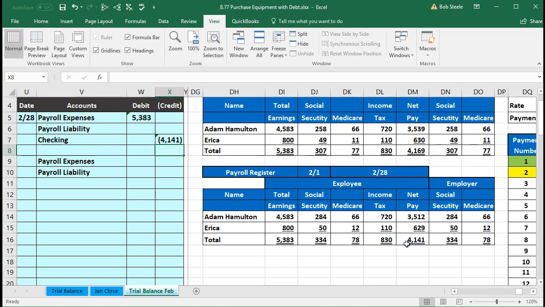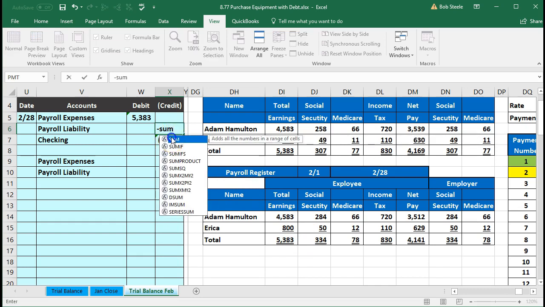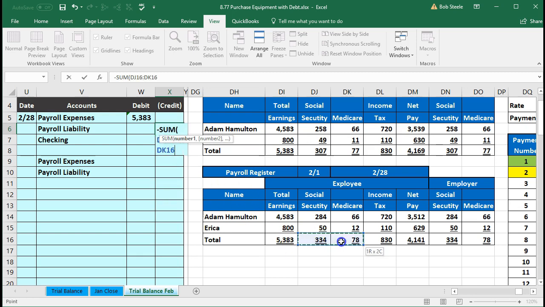And then, of course, the difference between those two is going to be these. It's going to be the Social Security, Medicare, and net pay. So I'm going to pick up the sum of those, but I need it to be a negative. So I'm going to say, instead of equals, I'm going to say negative SUM, double click the sum function, and we want to pick up the Social Security, the 334, the Medicare, the 78, and the income tax of the 830, and enter.